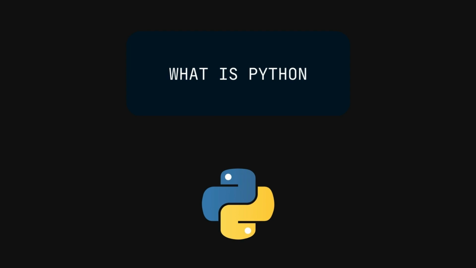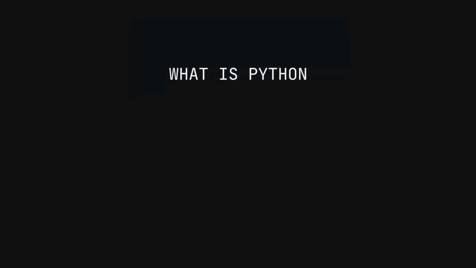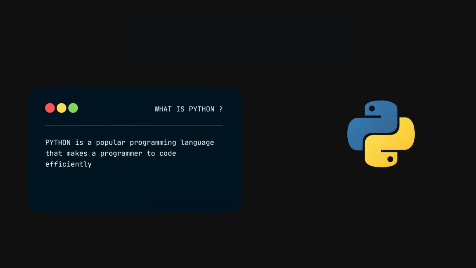Okay. Let's start with the Python language. Python is an advanced and popular programming language that lets coders write simple code. For example, comparing languages such as Java, .NET, and C++, Python makes short and understandable code.